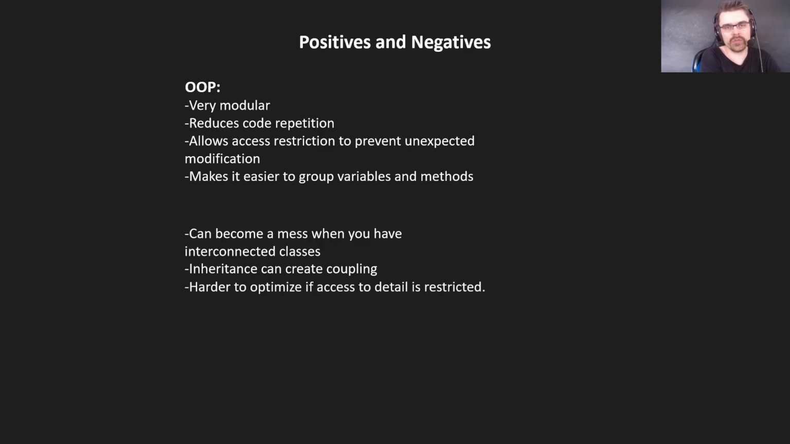It's also harder to optimize if access to detail is restricted. Often if you have abstract or polymorphic code, it's less optimized because the program doesn't actually know what it's doing. It just calls the function, and it's kind of overcomplicated.